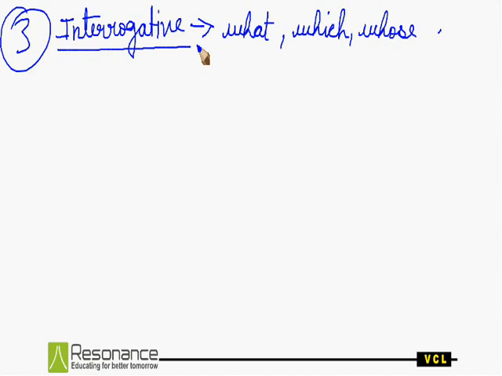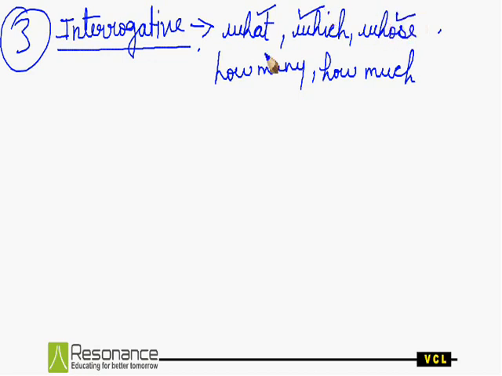Determiners what, which, whose, how many, how much are interrogatives. They are used with a noun to ask a question. If we talk about what: What university are you attending? Which color do I prefer? Whose bike is that?